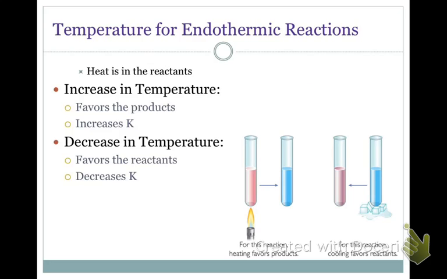Right? So for endothermic reactions, the heat is in the reactants, and the opposite happens here. So if we increase the temperature, the products are going to be favored, and again, heat is in the reactant side. You increase the K. If you decrease the temperature, that favors the reactants and decreases the K. So the picture on the right hand side, if we have that pink cobalt hexa aqua ions, if you heat them up, the solution becomes blue, or it favors the right hand side, or favors the products. That K value would go up. The picture on the right hand side shows you if they cool down the products, you end up favoring the reactants in this case.